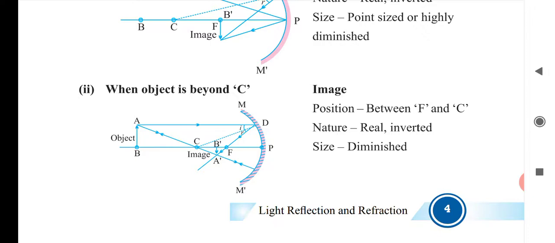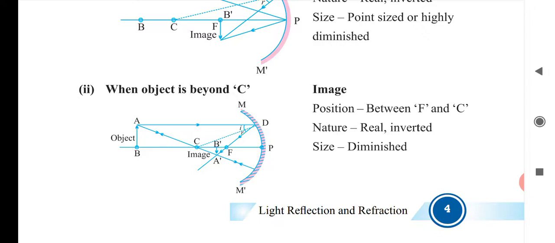After reflection, you already know it will pass through the focus, and one more ray they have taken is through the center of curvature. So if you send a ray through the center of curvature, after reflection it follows the same path. You can see the reflected ray from the parallel ray and the reflected ray from the one passing through the center of curvature. They are meeting at one point, that is A dash B dash.